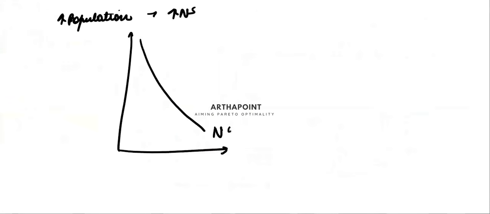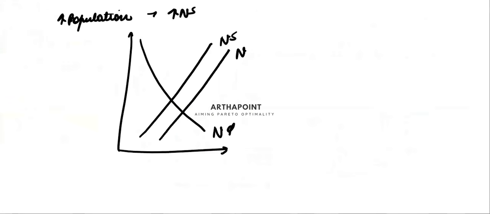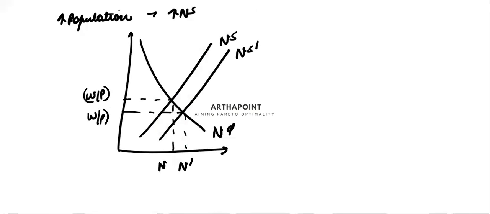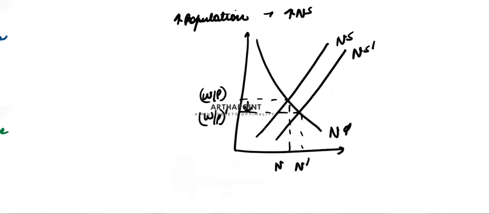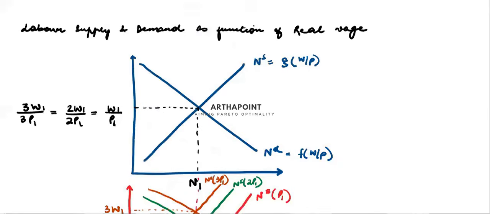If this is the demand of labor and this is the supply of labor, this will shift the supply of labor to the right. The amount of labor in equilibrium will increase and the real wage will decrease. Okay.